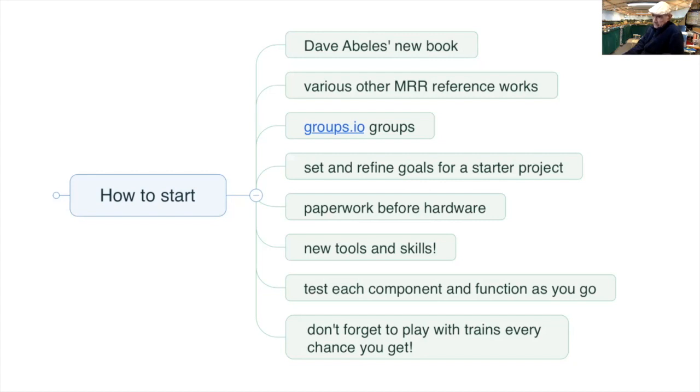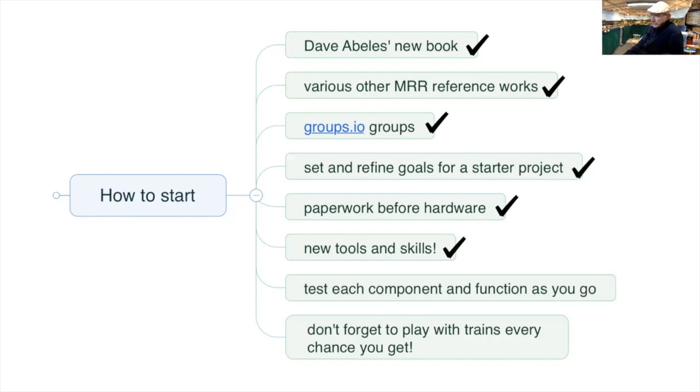And of course, I kind of demonstrated setting and refining goals for a starter project, in my case, going down to an initial Y with a total of 18 LEDs, which seems like something I should be able to do in the next few months. And as you saw my paperwork with labeling the signals, getting that done before trying to build any hardware. And I talked about buying new tools and building the skills to work on them.